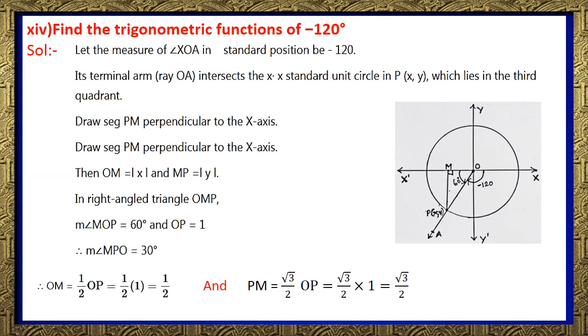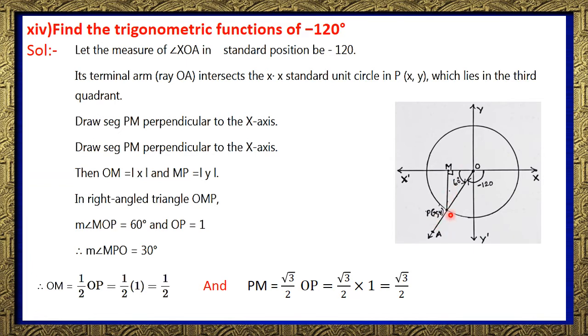Now 14th sum of question number 1, that is find the trigonometric functions of minus 120 degree, that is the negative angle. Now look at the diagram, and the measure of angle XOA in standard position is minus 120 degree, then we know the direction of the angle is clockwise. So it is 120 degree, then by taking the straight angle, the remaining angle will be 60 degree.